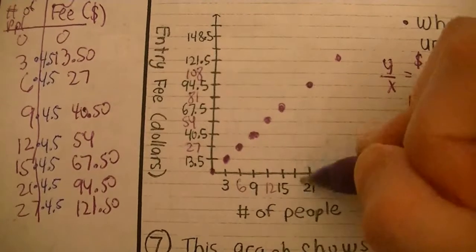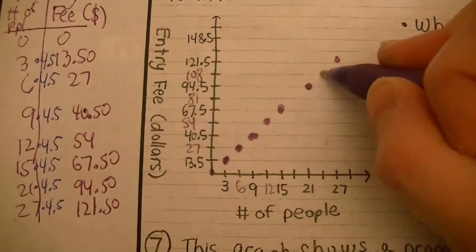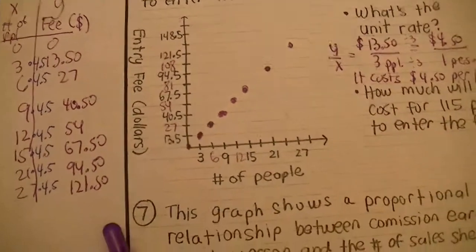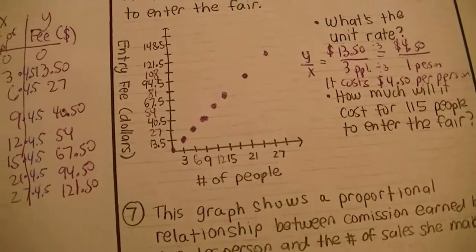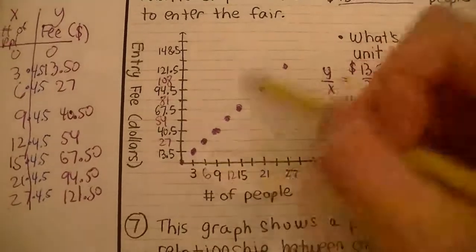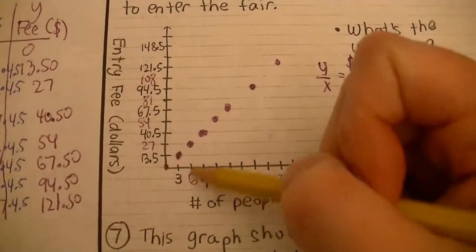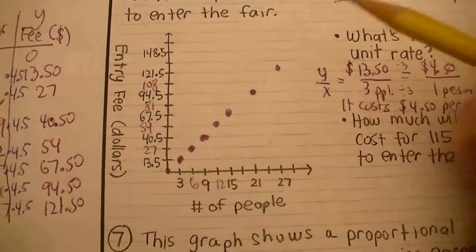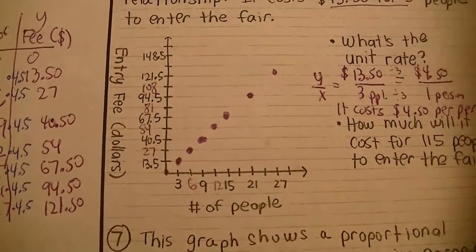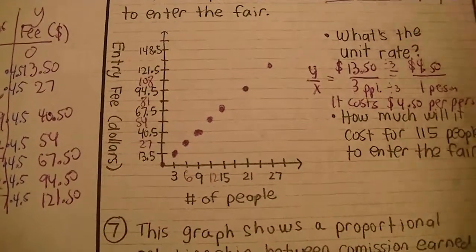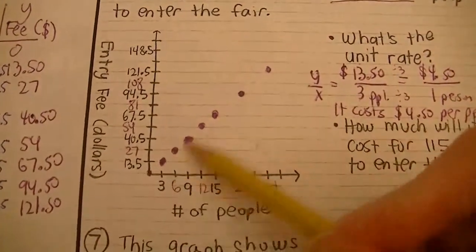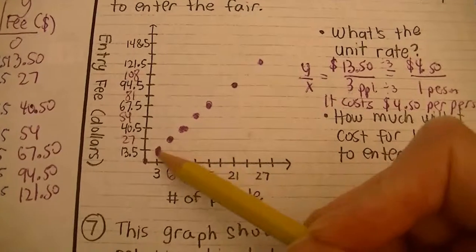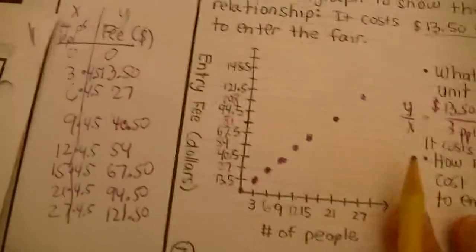So although I skipped these values in the table, you'll see that they would be right there and right there, okay? So I don't have to have every single value in the table. Oh, I was about to connect these, but it doesn't make sense to connect them. We want to keep them discrete because can you have 3.5 people enter a fair? No, you are either a whole person or you're not. So that's why we don't connect them. So we're going to keep this relationship discrete by just not connecting the dots, okay?